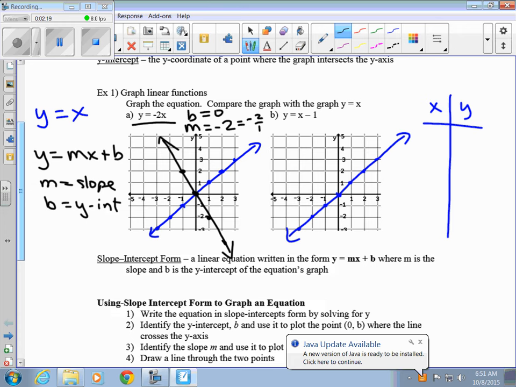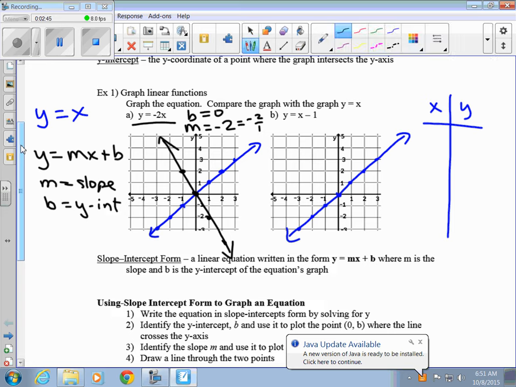So now it says compare it with the parent function, which is y equals x. So we're going to say it has the same y-intercept as the parent function, but this one has a slope of -2 instead of a slope of 1. So those are the things you're going to have to write down for comparing it.